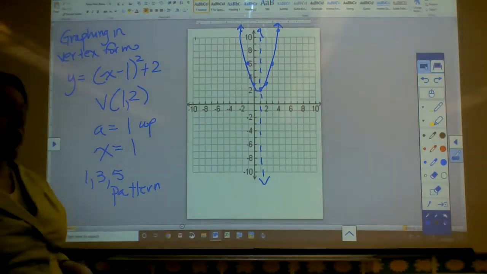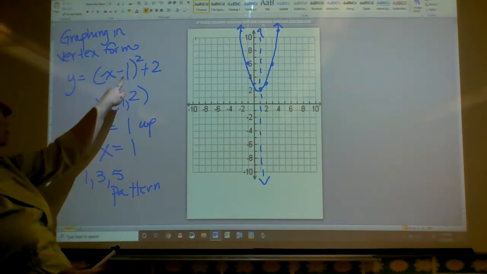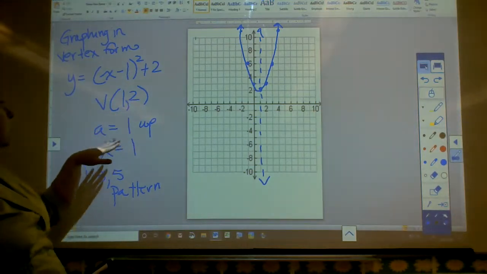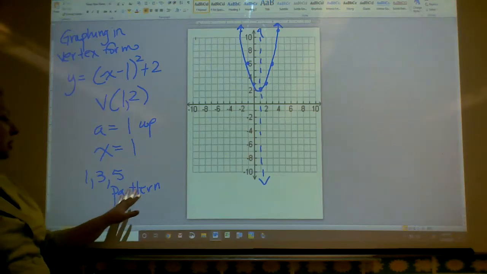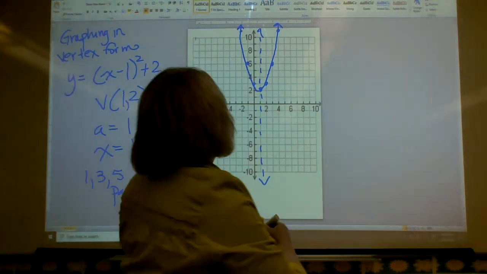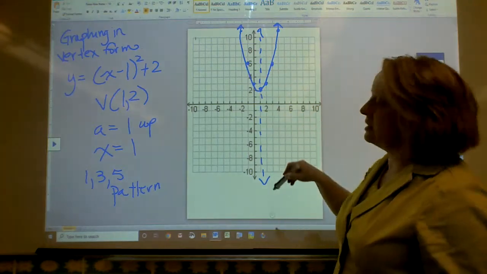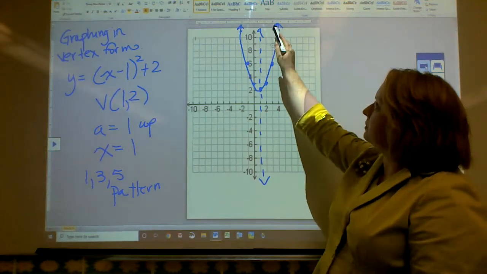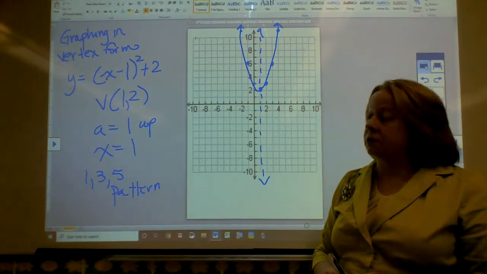Okay, so let's just walk back through it. The first thing I did, I looked and I saw the h value of 1 here, and then the k value is 2. I know that a is 1, it's positive, it's going to open up. It's going to follow the 1, 3, 5 pattern. And I also know the axis of symmetry. So the next thing I did was just plotted the vertex, and then I put in the axis of symmetry. And then I followed the 1, up 1 over 1, up 3 over 1, up 5 over 1 pattern and got my graph. And that's basically how you do it. So let's try another one.